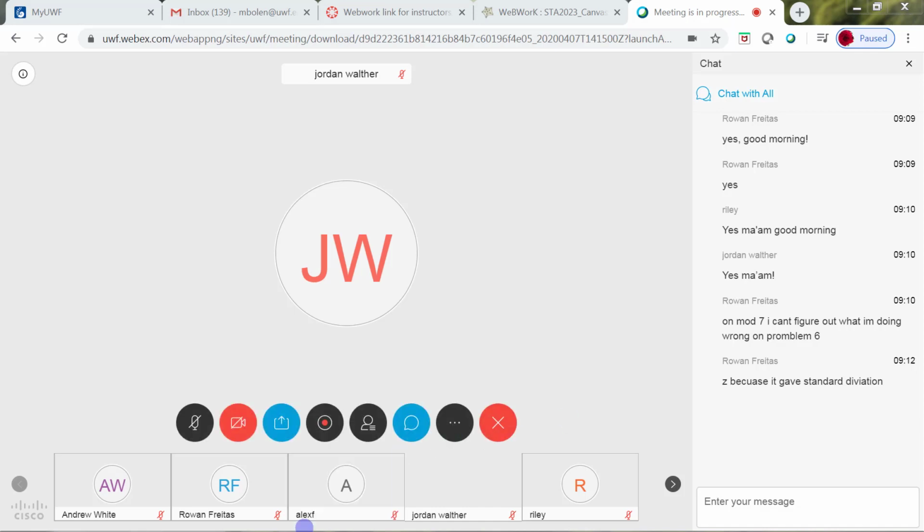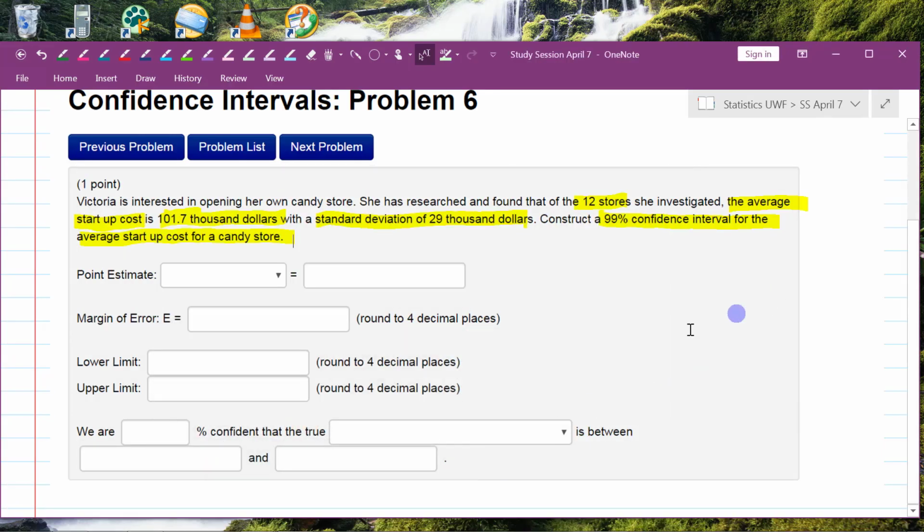So let's go back over this again. Let me see if I can switch screens here. Please, let me switch screens. There we go. Alrighty, it says right here, you have to really read and be careful when you're reading.